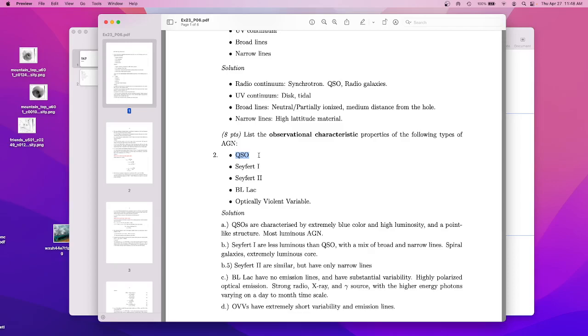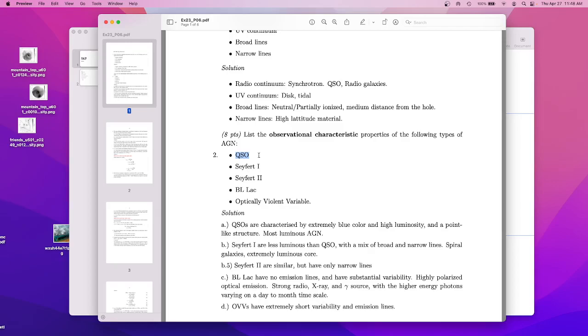Seyfert 1. How do those compare to QSOs? It's all right there, so you can just read it. Less luminous than a QSO. Still pretty blue. Has broad lines. Seyfert 2, same thing, no broad lines. Less luminous than a QSO. Why is it less luminous?